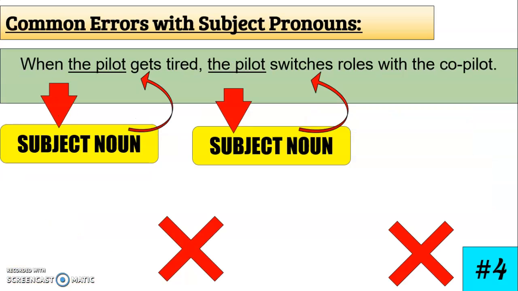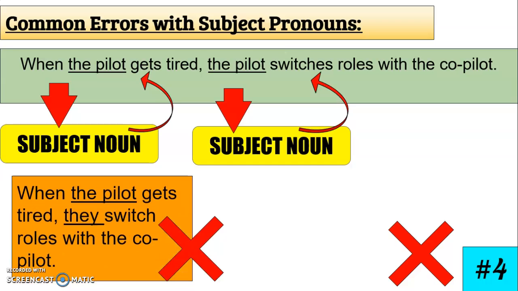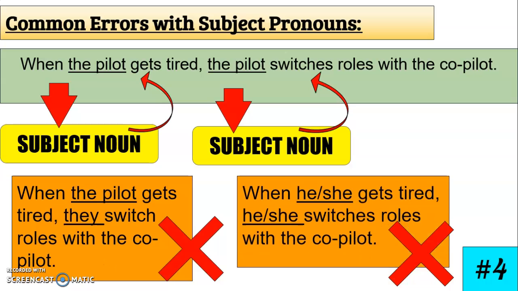Number 4, common errors made with subject pronouns include the following when we see that the subject noun is repeated in the sentence. When the pilot gets tired, the pilot switches roles with the co-pilot. Many students make this error in stating, when the pilot gets tired, they switch roles with the co-pilot. This is incorrect because the pilot is a singular subject noun, so they can only work for plural subject nouns, and that's incorrect. In the second one, we have when he or she gets tired, he or she switches roles with the co-pilot. This is also incorrect because you need to refer to the subject noun in order to replace it with a subject pronoun.